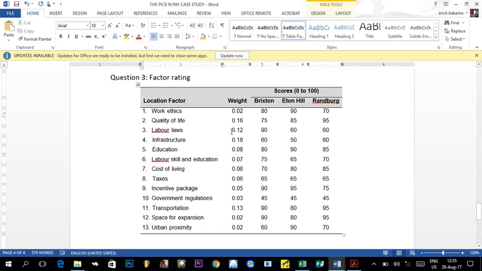And then you give them a specific weight. After identifying this specific weight, you start rating them. Here the scores go from 0 to 100. For example, they are saying that for Randburg we give it 70% when it comes to the work ethics, and when it comes to the quality of life, we give it 95%, and so on. So this method is a bit easy.